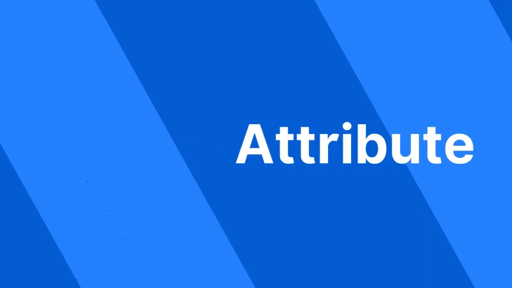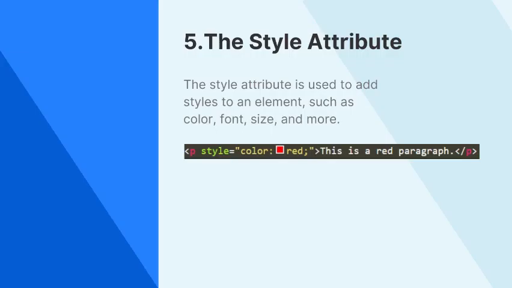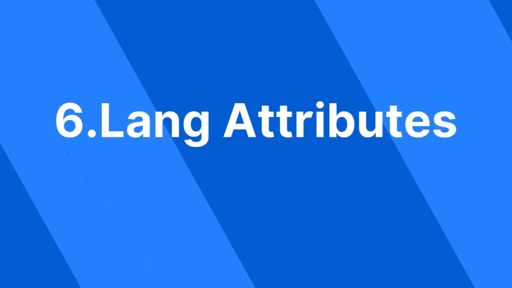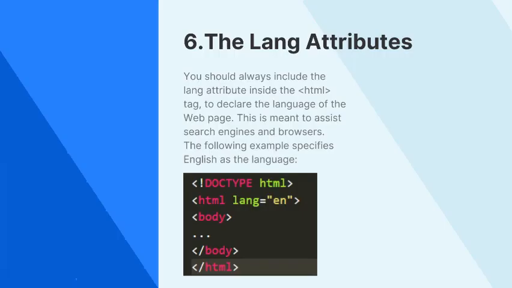Number 5, the style attribute. The style attribute is used to add styles to an element such as color, font, size, and more. Number 6, the lang attribute. You should always include the lang attribute inside the HTML tag to declare the language of the web page. This is meant to assist search engines and browsers. The following example specifies English as a language.